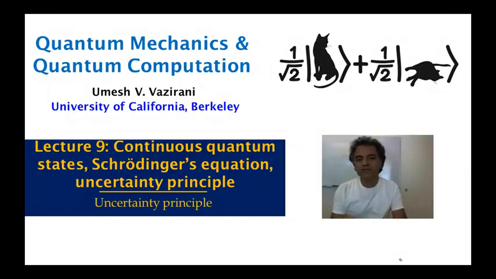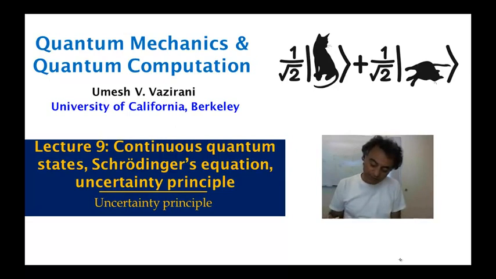Hello everyone. This week we are going to talk about continuous quantum states. By this I mean, for example, how do you write the quantum states of a particle which is moving in the one-dimensional infinite line? So the particle can be in any position, not just any discrete position, but you might specify it by a real number, its position along the line.